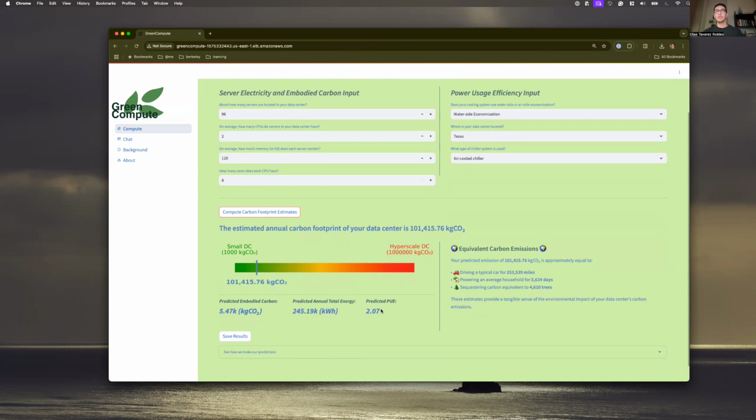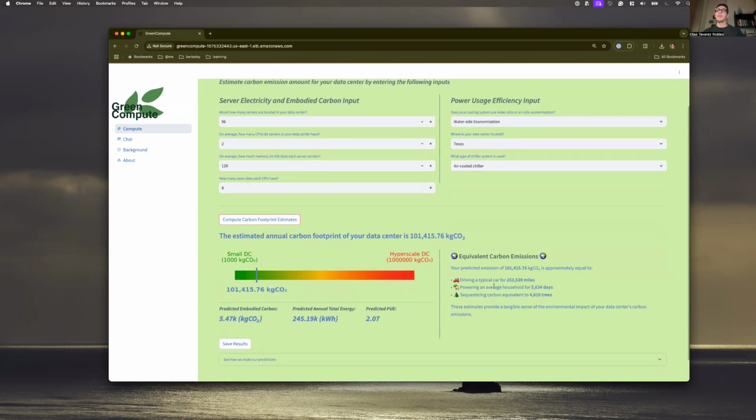power unit efficiency. And then on the right-hand side, we can see the equivalent carbon emissions to make things a little bit more tangible. So the amount of carbon emissions for a data center is equivalent to driving a typical car for 250,000 miles, powering an average household for about 5,600 days, or sequestering carbon equivalent to 4,600 trees.